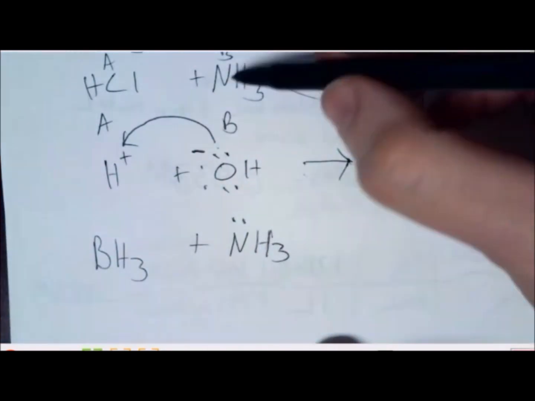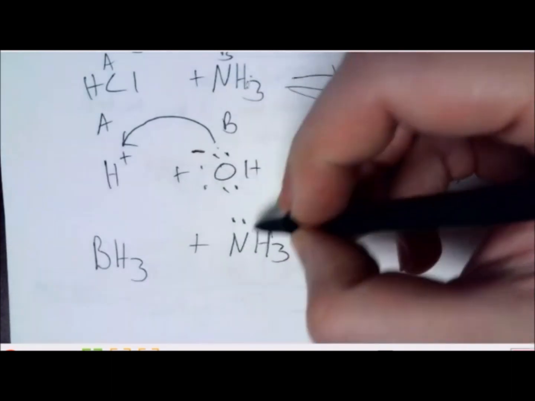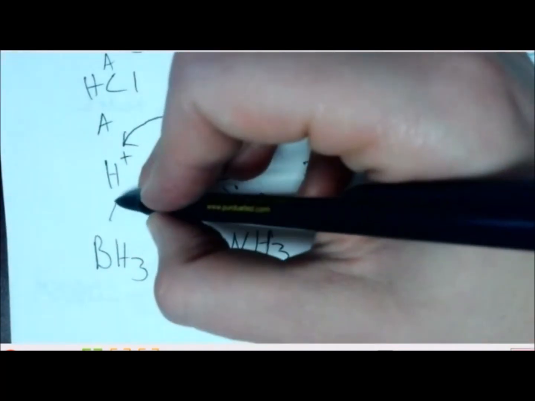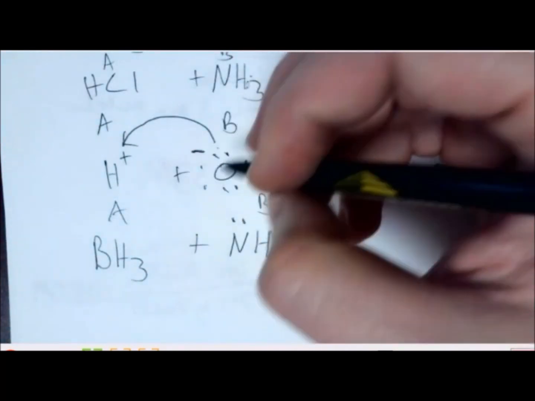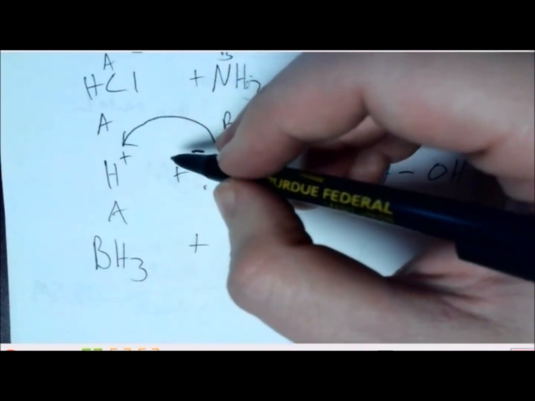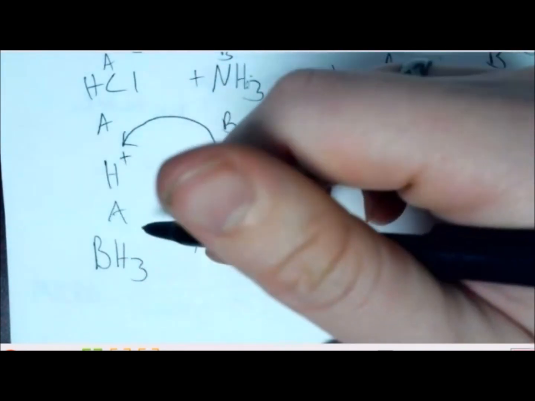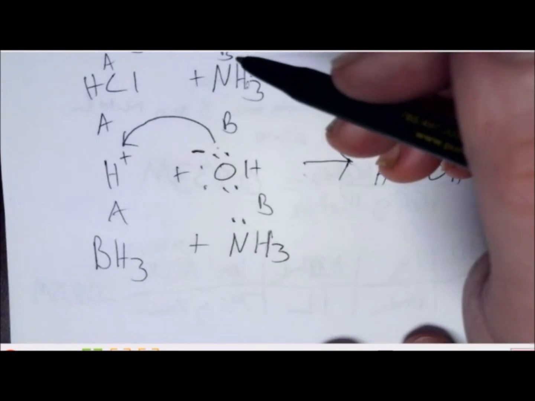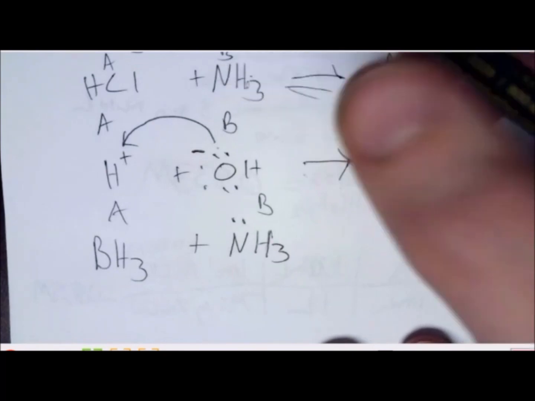NH3 was a base up here. It's still a base right here. But BH3 does not produce a proton. It isn't, but yet it is an acid. BH3 would have 6 electrons, too short of having the octet. It has no lone pairs.